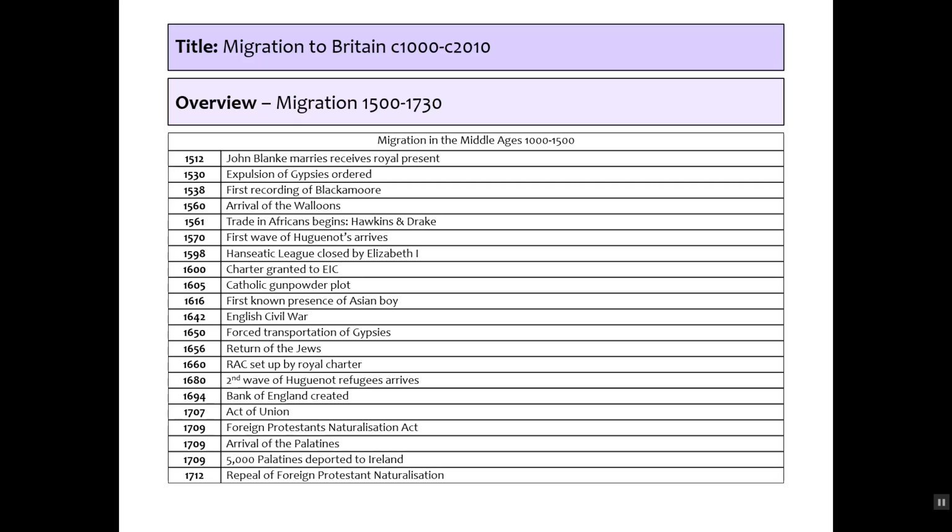And then we go to 1642, which is a huge change and a revolution in Britain, the English Civil War. And we see Britain move very clearly away from autocratic rule by the king or the queen and moving towards a more favourable position for the middle classes. By 1660, that includes the Royal African Company being set up by Royal Charter, more Huguenots, and then the Bank of England by 1694, and eventually resulting in the Acts of Union between England and Scotland in 1707. And in 1709, we've got the arrival of the Palatines.